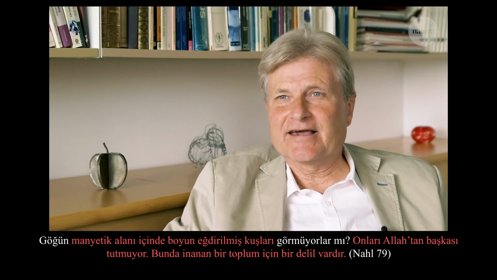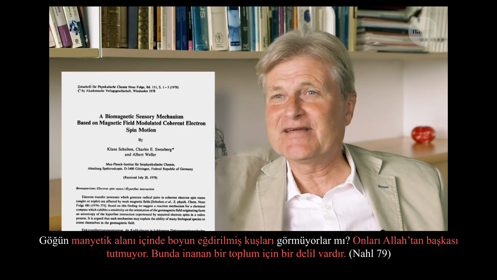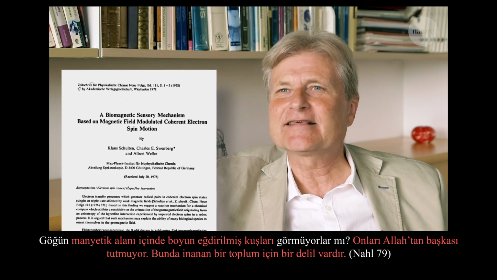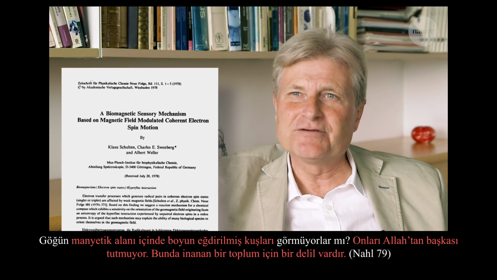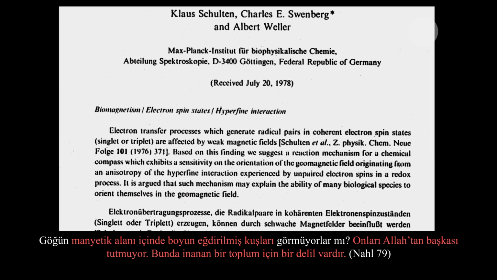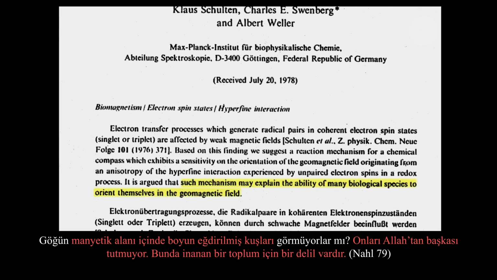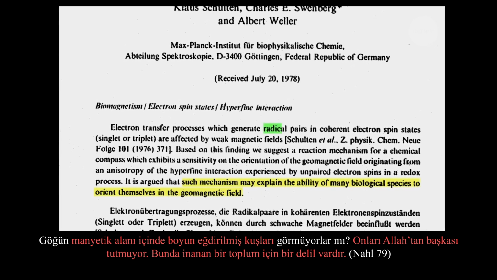Over 40 years ago, in the late 1970s, a physicist first dreamt up the idea that a light-sensitive molecule might be used by animals to sense the Earth's magnetic field. This theory proposed that animals could sense magnetic fields using a quantum mechanical phenomenon called radical pairs.